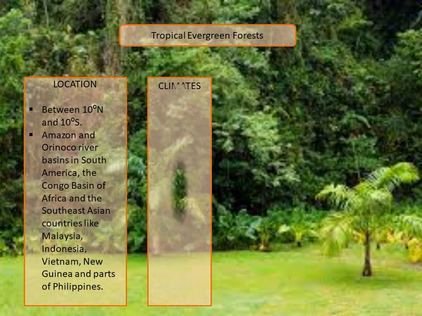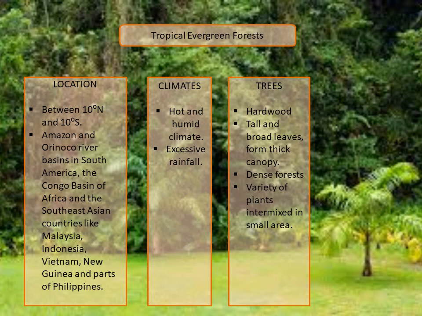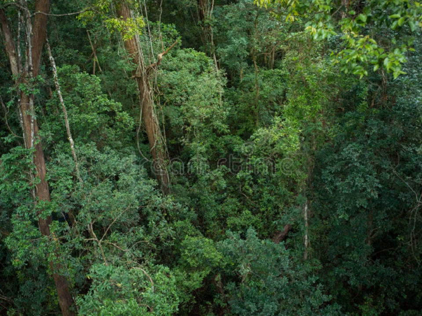The area is marked by hot and humid climate. The region experiences excessive rainfall. The trees here are tall with hardwood and broad leaves. The trees form thick canopy on its top. They cannot be easily exploited for commercial use because the forests are dense and many varieties are found intermixed in a small area. Let us understand it in a little more detail.